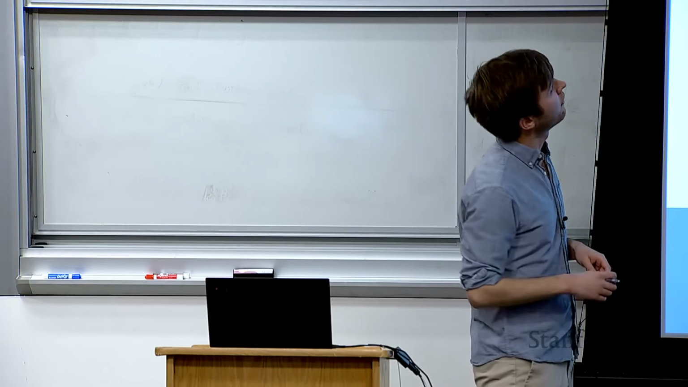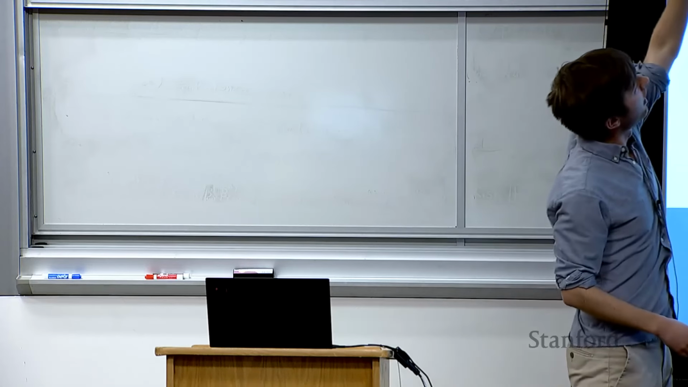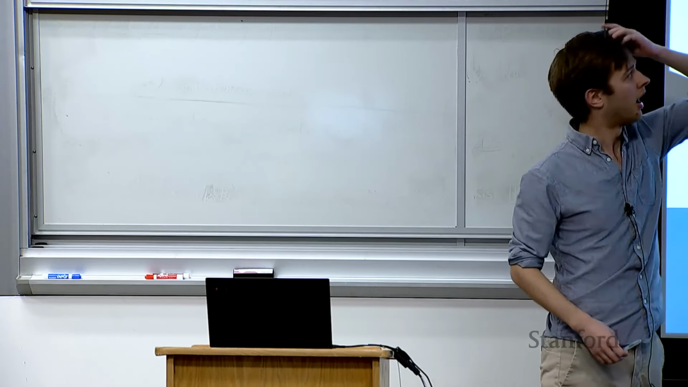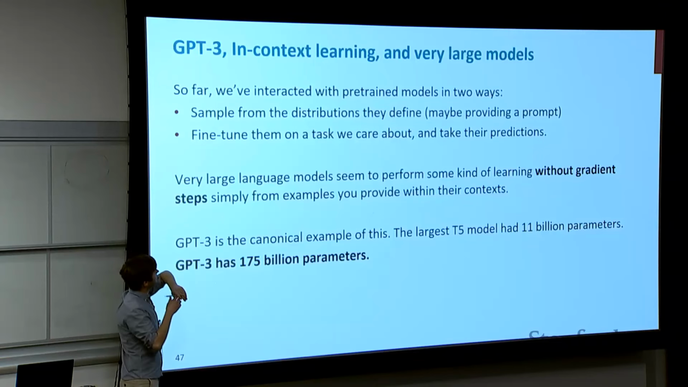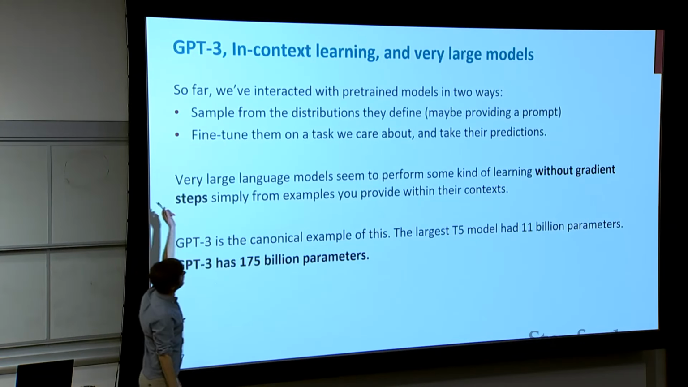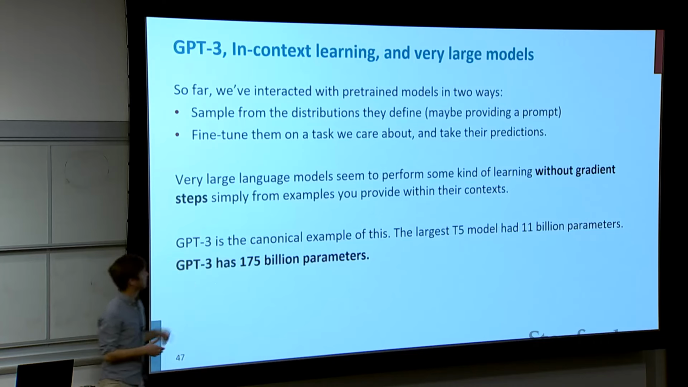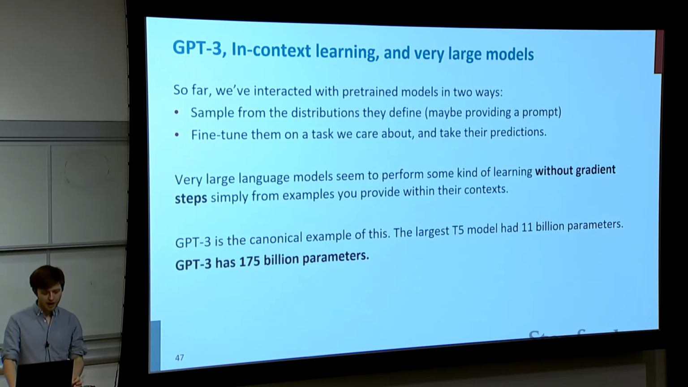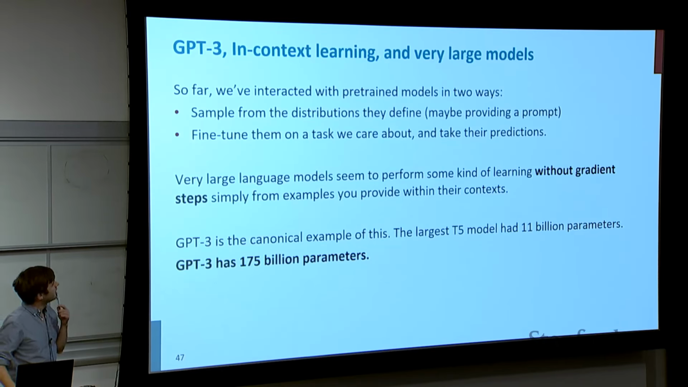And then we come to a different way of interacting with the models. So we've interacted with pre-trained models in two ways so far. We've sampled from the distribution that they define, generating text, like with a machine translation system or whatever, or we fine-tuned them on a task that we care about, and then took their predictions. But GPT-3 seems to have an interesting new ability. It's much larger, and it can do some tasks without any fine-tuning whatsoever.